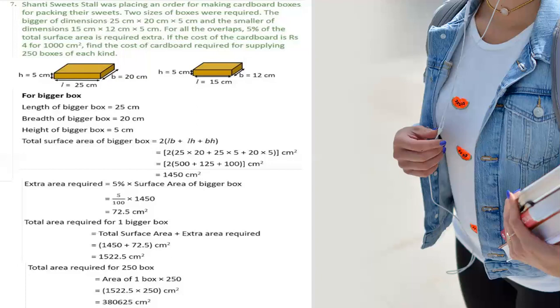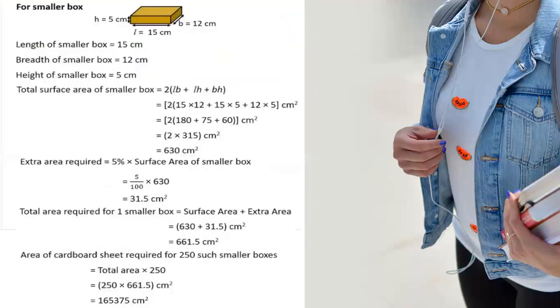Now we are making 250 such big boxes. So the total area required for 250 boxes is area of one box into 250. That is 1522.5 into 250. That is 380625 centimeters square. Now for the small box, the height is 5 centimeters, length is 15 centimeters and breadth is 12 centimeters. So the total surface area of the small box is 2 of LB plus LH plus BH.